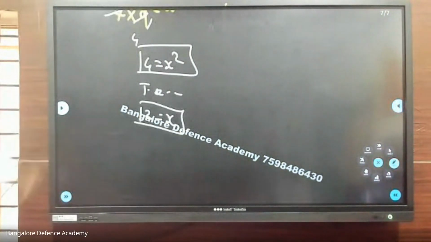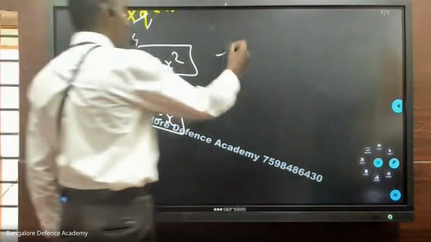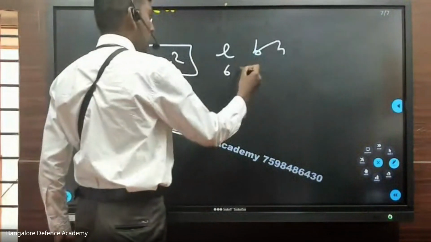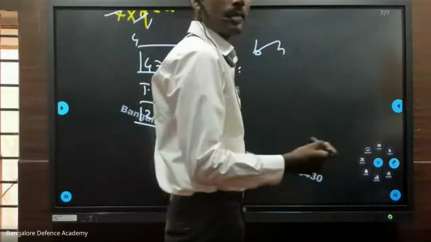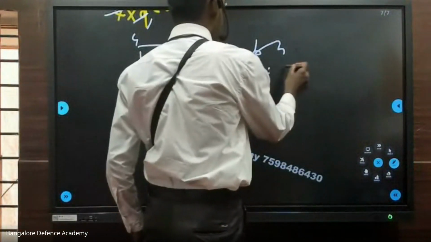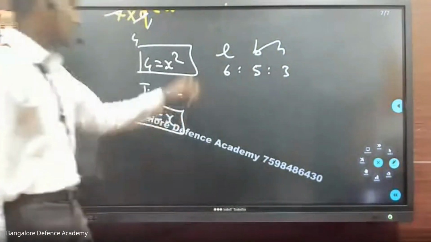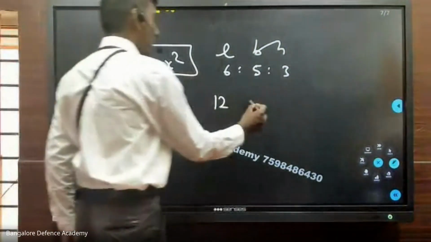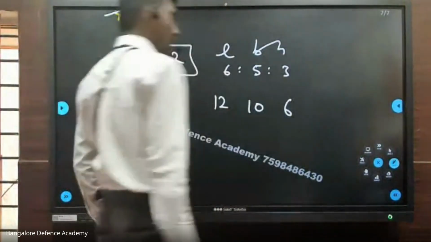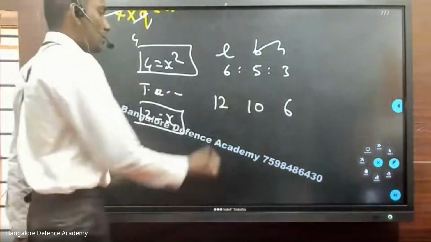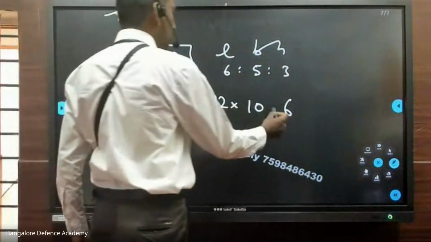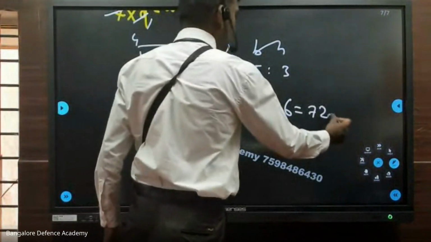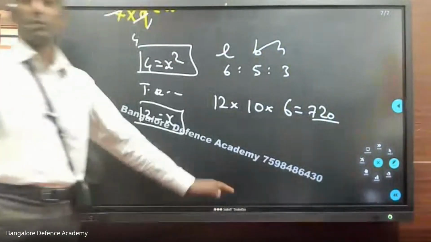I got x. Now the ratio of the length, breadth and height is given as 6 is to 5 is to 3. Multiply this by 2 and you get 12, 10 and 6. Now you want to find the volume. Multiply all these to get 720 centimeter cube. You got the volume.